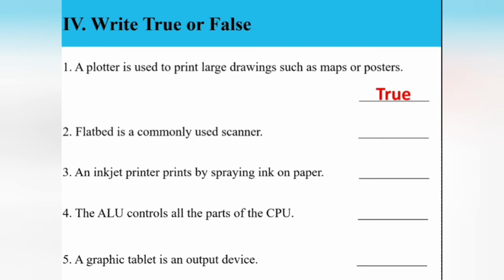The second one is flatbed is a commonly used scanner. Is it true or false? The scanner is divided into two types. What are they? Flatbed scanner and barcode scanner. But commonly we use the flatbed scanner only. So this statement is correct. That is true.